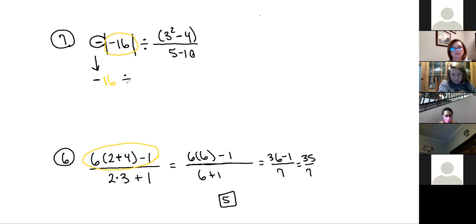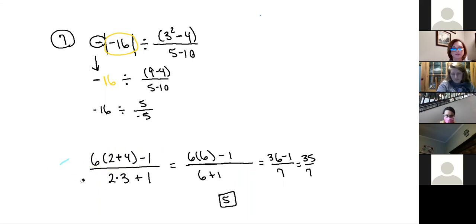And then we have division. We're going to have to do this first. The operation in parentheses, we'll do 3 squared first. And then we'll do these 2 subtractions here before we divide. So that's negative 16 divided by, that would be 5. 9 minus 4 is 5. 5 minus 10 is negative 5. Okay.